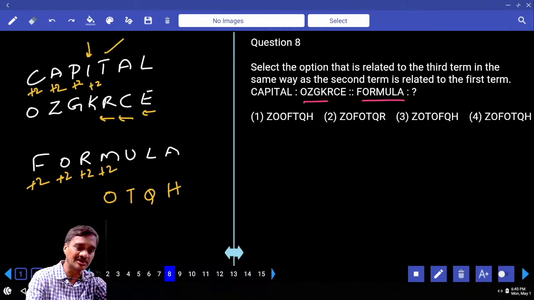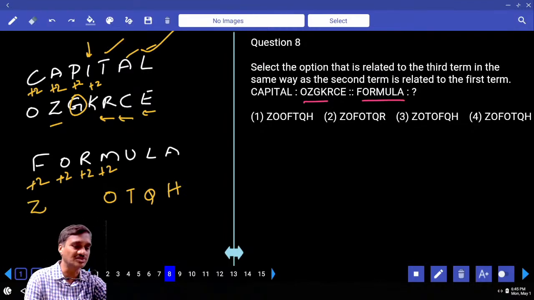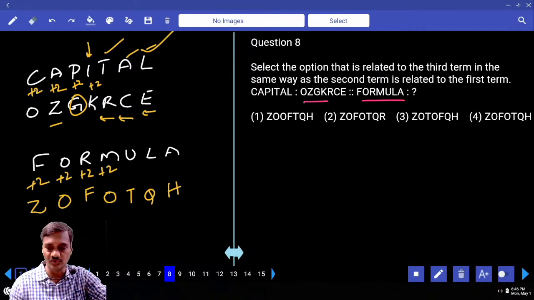T's opposite letter is G, A's opposite letter is Z, L's opposite letter is O, R's opposite letter is I. Hence ZO, IO. Then U, and U's opposite letter is F. Hence ZO, FO, TQH. Choice 3.